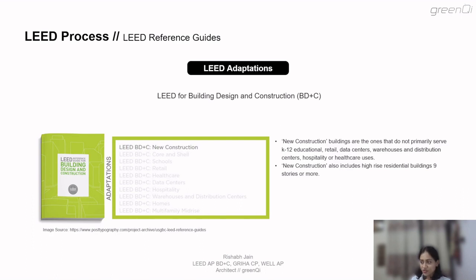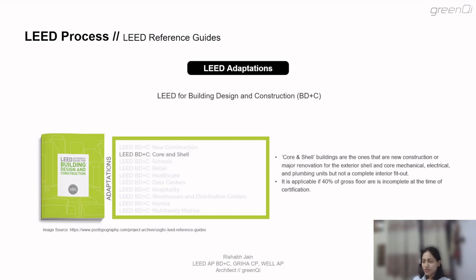First one is LEED new construction. This category is applicable to the ones that are not in the below categories, like schools, retail, healthcare, data centers. If a building is not fitting into the below categories, then that goes to the new construction category. This may also include your high-rise residential, which is at least 9 stories or more, because residential buildings below 9 stories are covered in BD plus C homes and BD plus C multifamily mid-rise towards the end.